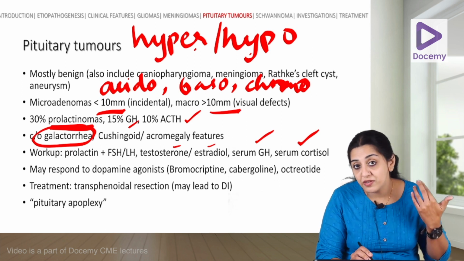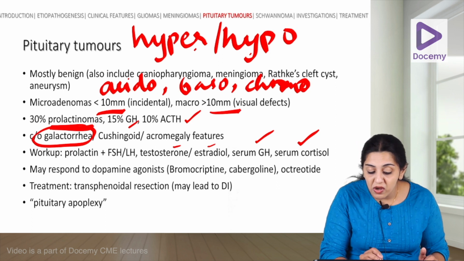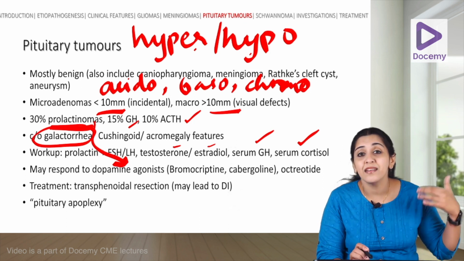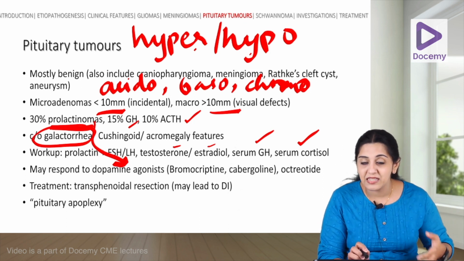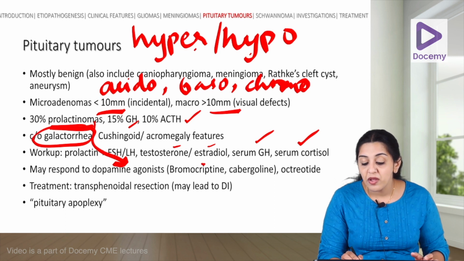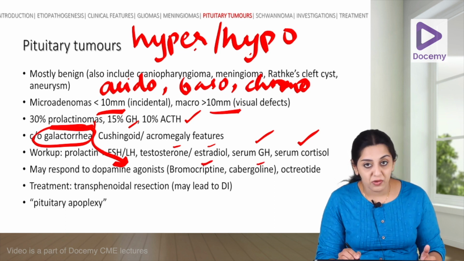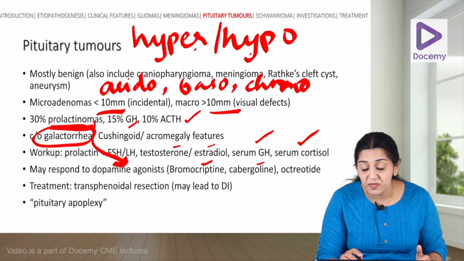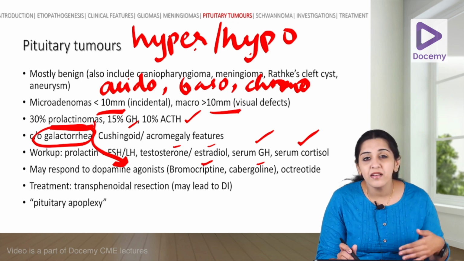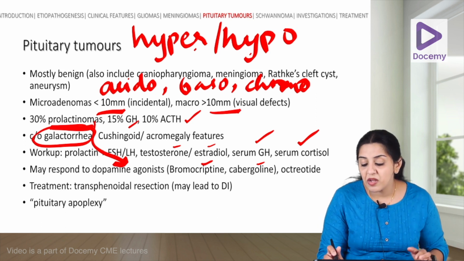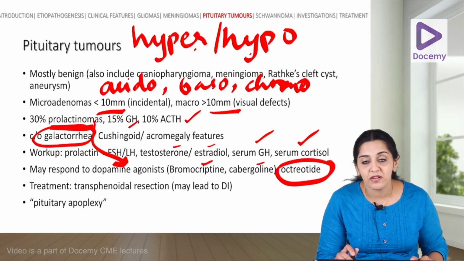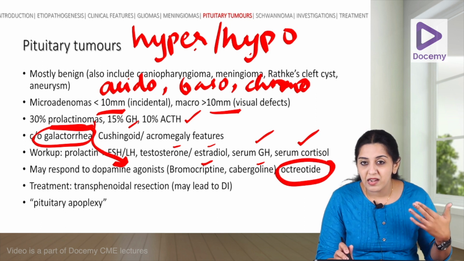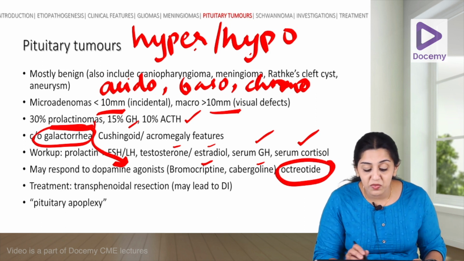So how do you treat these patients? First of all, because it is a prolactinoma, you have to give something that acts like dopamine. You give a dopamine agonist so that prolactin secretion is decreased. So you give bromocriptine as well as cabergoline. For growth hormone tumors as well as ACTH tumors, you have to give the corresponding antagonists. Sometimes a somatostatin analog, octreotide, can also be useful.